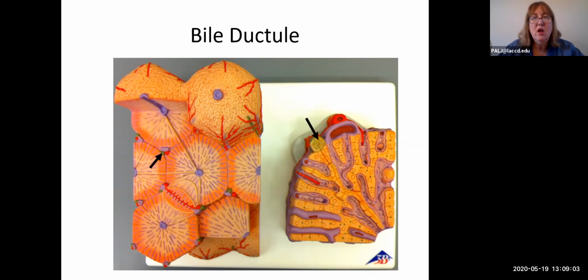The first structure in the portal triad is the green one, and this is the bile ductule. When the individual liver cells, or hepatocytes, are making the substance bile, the drops will travel towards the outer part of the liver lobule, and they will drain from that lobule in this little bile ductule. All the ductules on the right side will eventually drain into the right hepatic duct, and on the left side into the left hepatic duct, and then we're in the biliary tree. So that's the first structure in the portal triad.